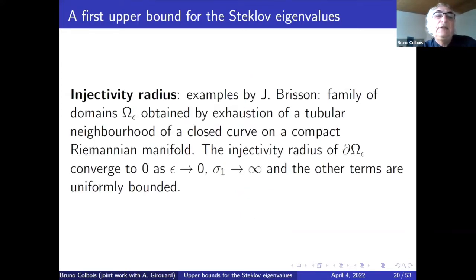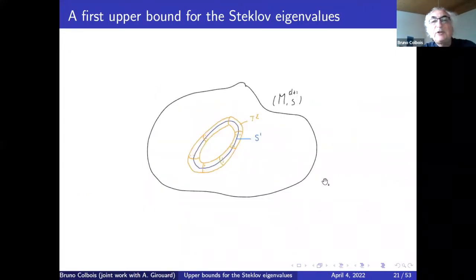For the injectivity radius, it's a little more delicate. There are specific examples, but there is a family of examples by Jacques Brisson, who is in the audience, I think, which go like this. She obtained this example by exhausting the tubular neighborhood of a submanifold of a compact Riemannian manifold, and the best is to explain this on a picture.